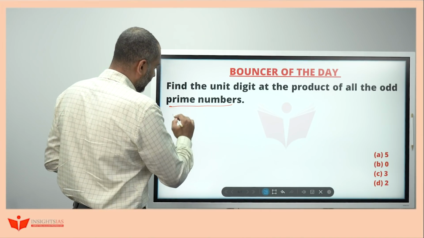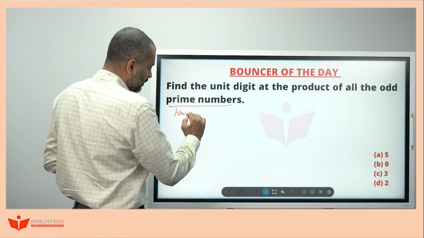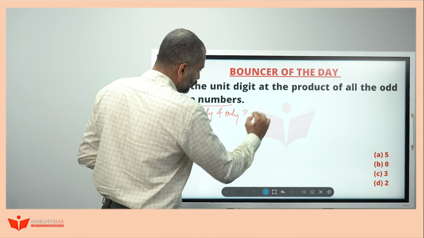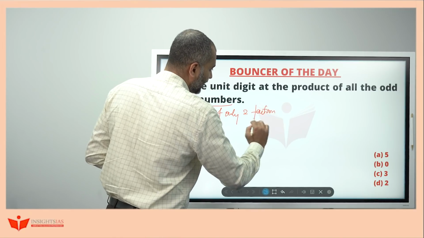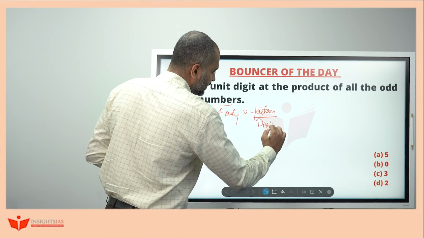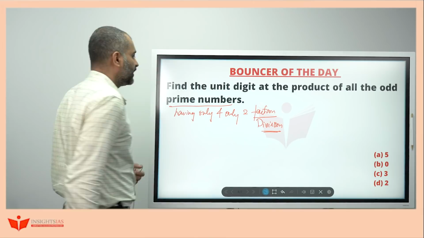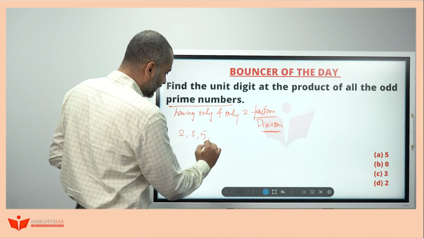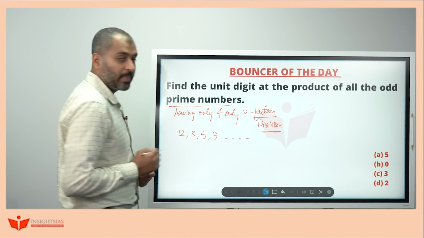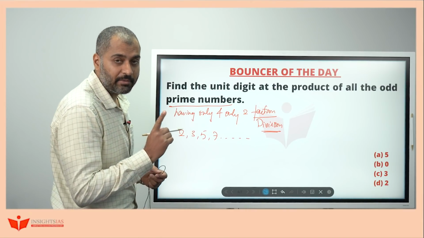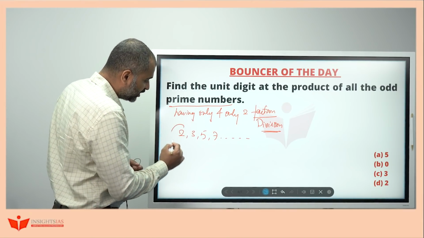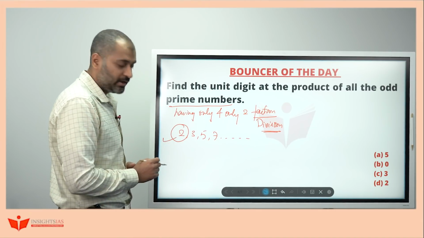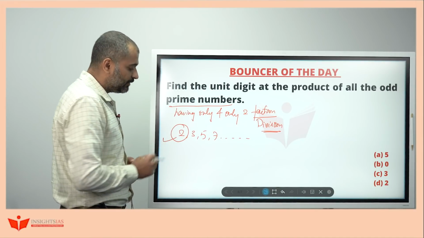Prime numbers means having only and only 2 factors. Factors are nothing but what? Divisors, isn't it? Okay. For example, 2, 3, 5, 7, etcetera. Okay. 1 is not a prime number. The least prime number is 2. And the only even prime number is 2.